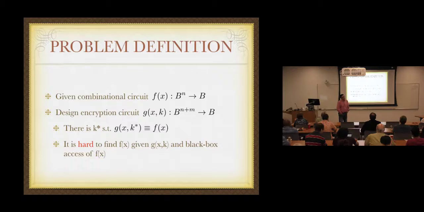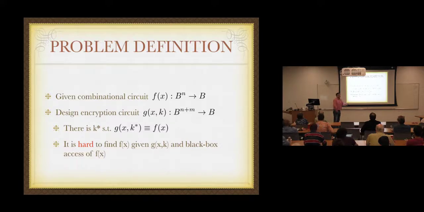I'm confused about your quantification. So the idea is that I can't give you the circuit for F. I can't find the circuit for F even if I have the circuit for G, and access to something that can compute F for me. I can't actually find the circuit. Is that the goal? Right, that's the goal for the attacker.